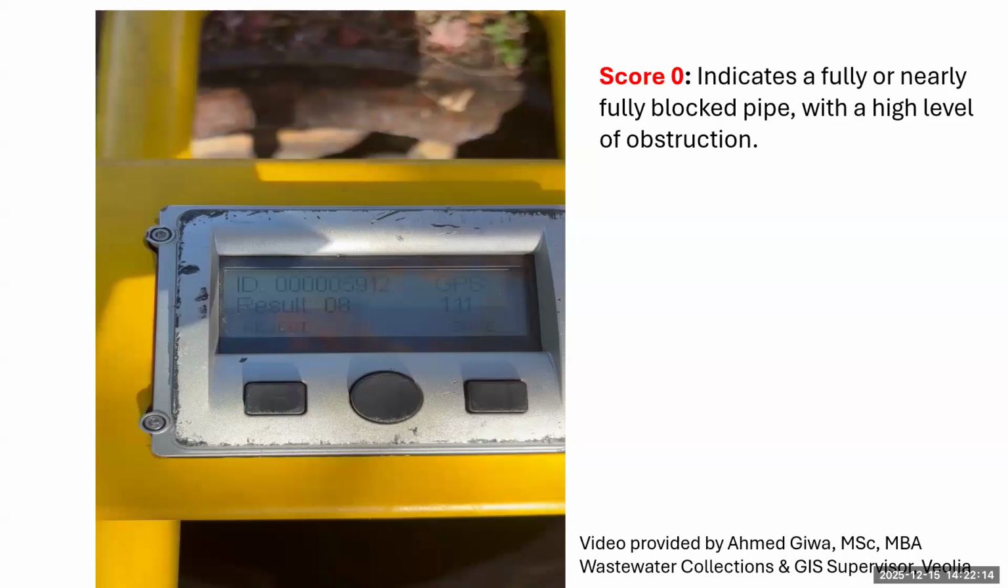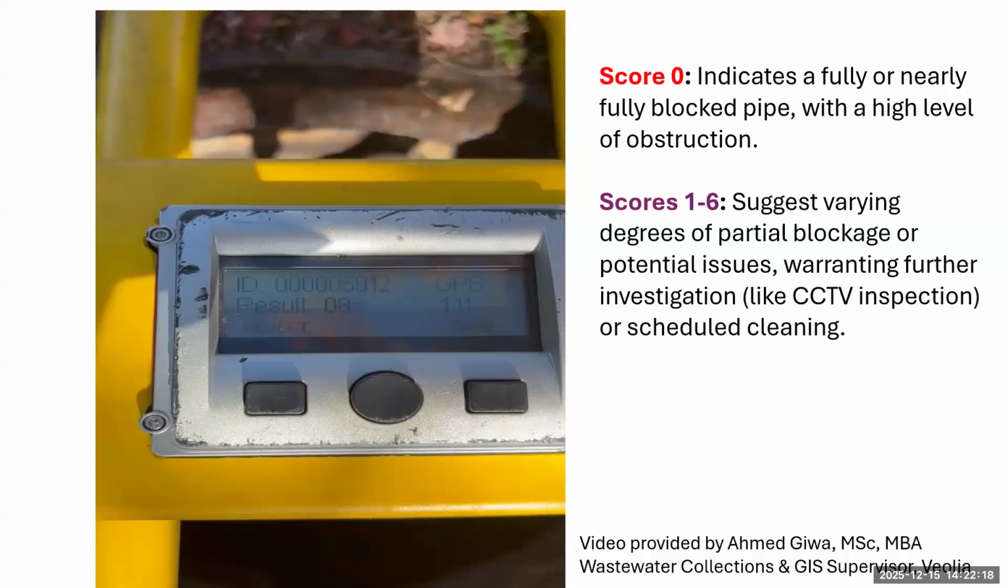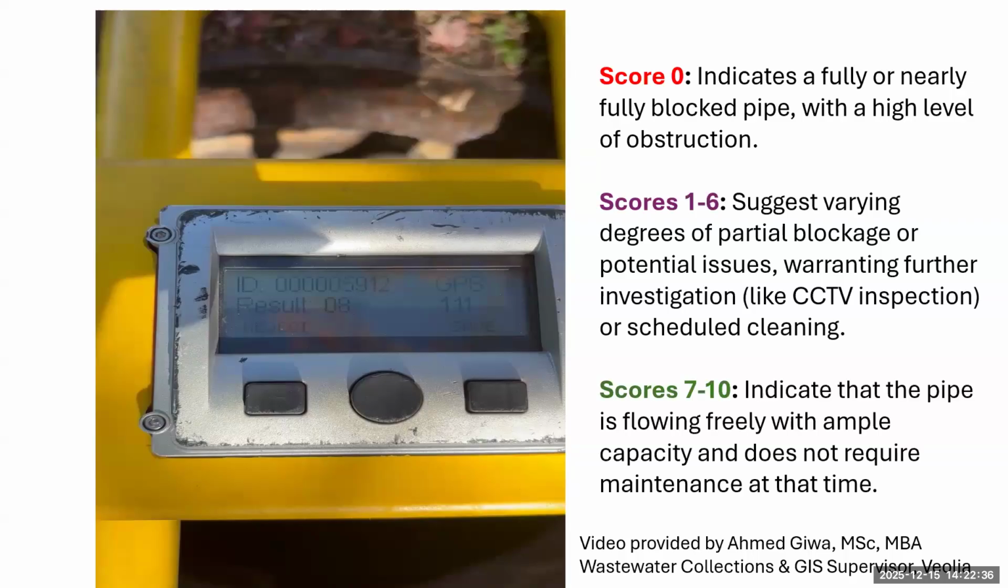But a score of 0, it's totally open. There's no obstruction. 1 to 6, I'm sorry, I said that wrong. A score of 0, I meant to say it's totally blocked. 0 means it's fully blocked. A 1 to 6 is varying degrees of blockage. And a score between 7 and 10 indicates that the pipe is flowing freely. So this example is an 8, so the pipe is operating fine.